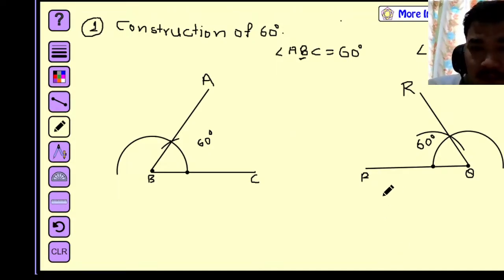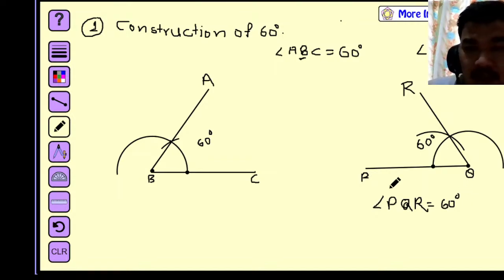For the name, look here, angle PQR. This is the name of the angle: angle PQR equals 60 degrees, right?